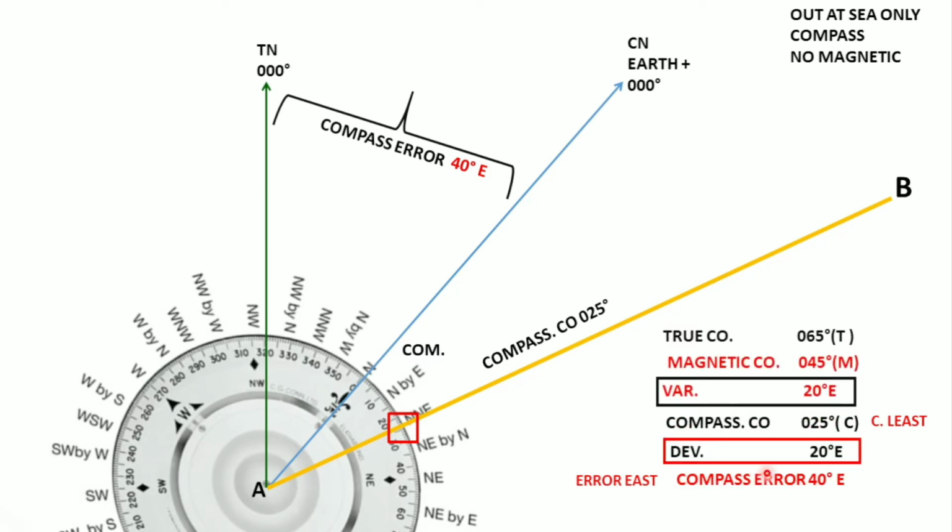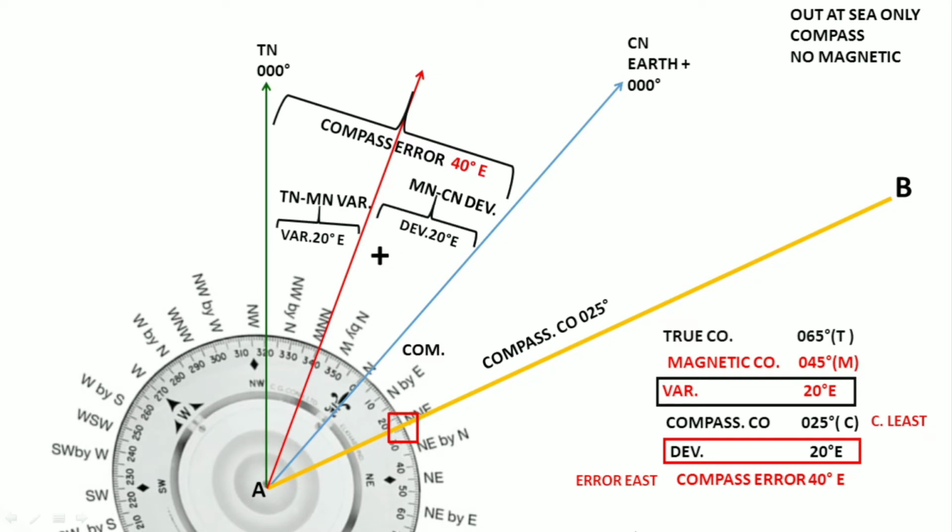So when we found out that variation was 20 degrees east and deviation was 20 degrees east, we can see that the compass error is the sum total of variation and deviation. So compass error is variation plus deviation. Here I have written down the words algebraic sum, plus minus. In this case it is both plus. So when you have variation and deviation of the same name, you add them up, and that is your compass error.